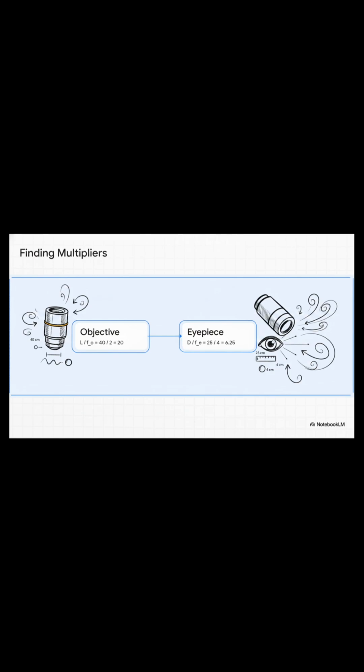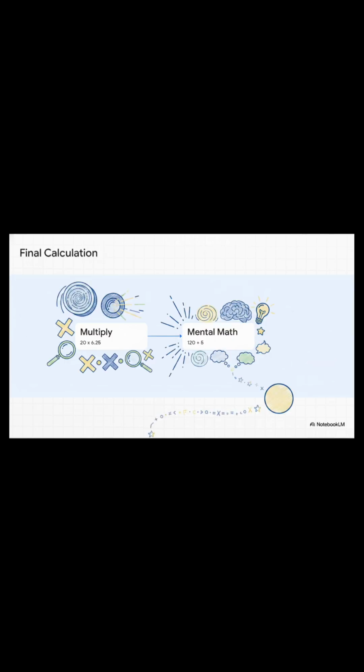Now, step 2, the eyepiece multiplier. We take our eye's distinct vision distance, that 25 centimeters, and divide it by the eyepiece focal length of 4. 25 divided by 4, that gives us 6.25, which means our eyepiece takes that 20x image and blows it up another 6.25 times. Let's move to the next stage and see how this all builds up.